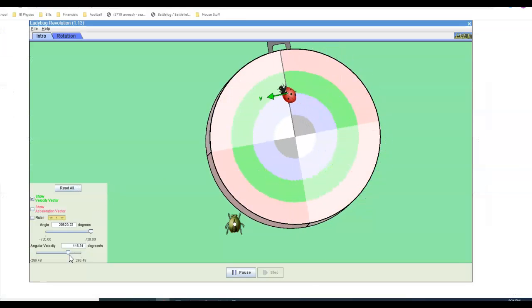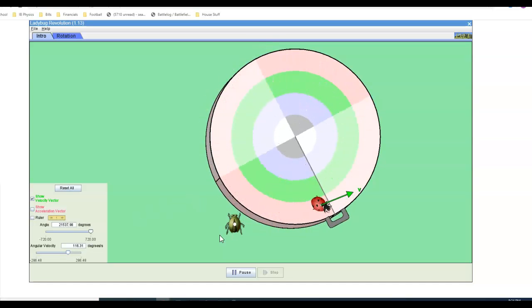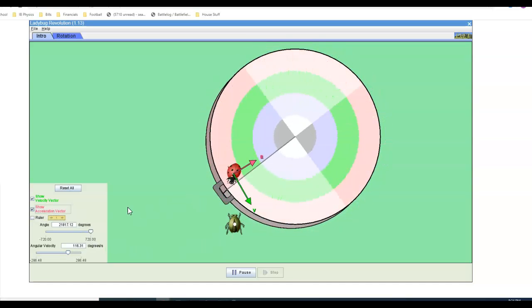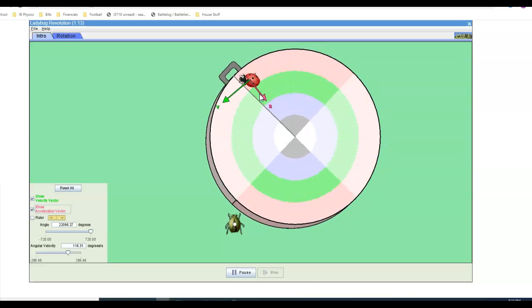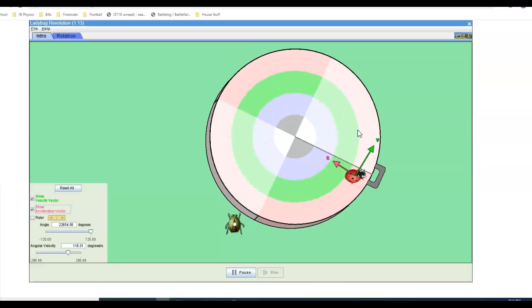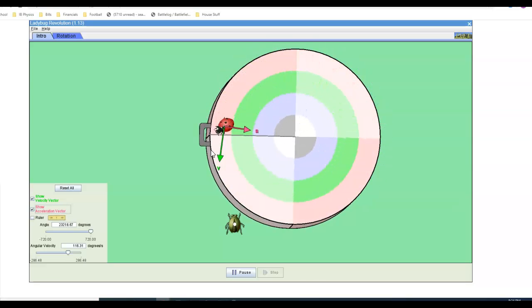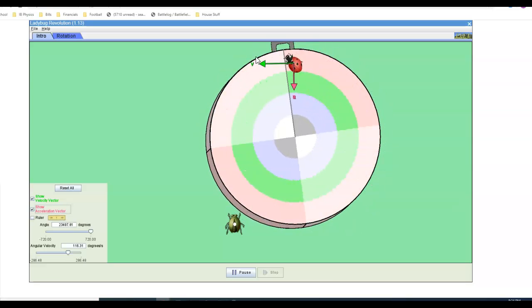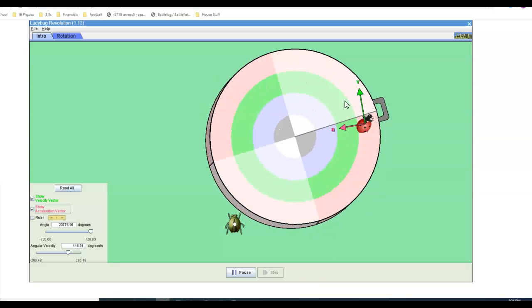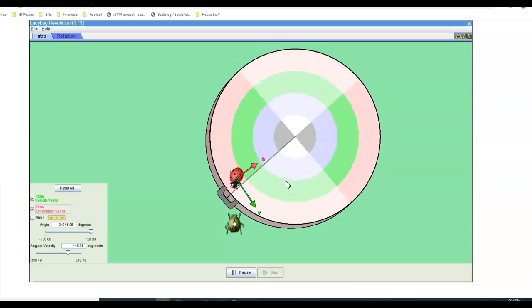So let's go back to the ladybug. The green arrow represents the velocity of the ladybug. Let me stop it there. This pink arrow that I just put on, which way is it pointing? Well, it's always changing direction, but it's always pointed towards the center of the circle. The velocity is changing directions, always going along the outside of the circle. This pink arrow represents the centripetal acceleration, always going towards the center of the circle.